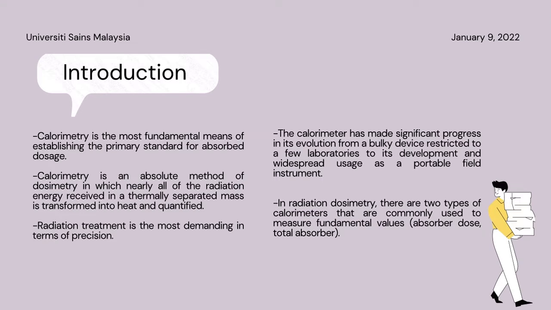The quantity absorbed dose is a term to describe how much energy ionizing radiation deposited in a substance. It is defined as the amount of energy absorbed per unit mass and is measured in gray. The absorbed dose is affected by the radiation field as well as the substance with which it interacts. A broad number of applications utilizing ionizing radiation need knowledge of the absorbed dose, but radiation treatment is the most demanding in terms of precision.